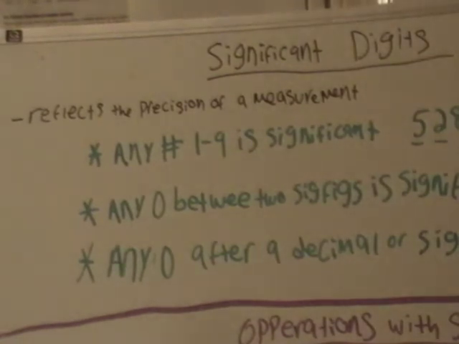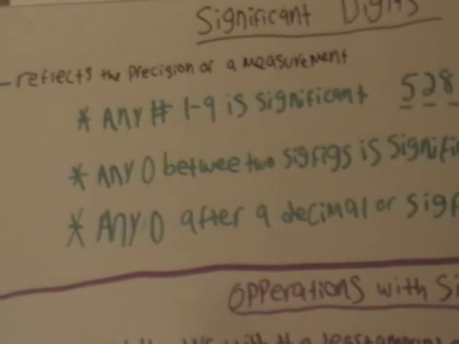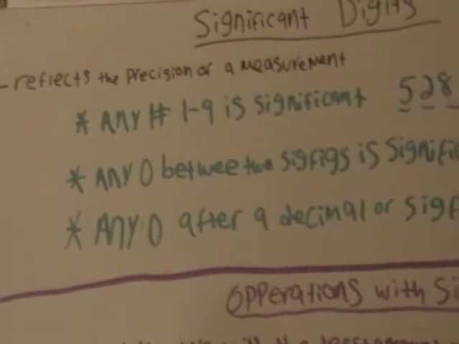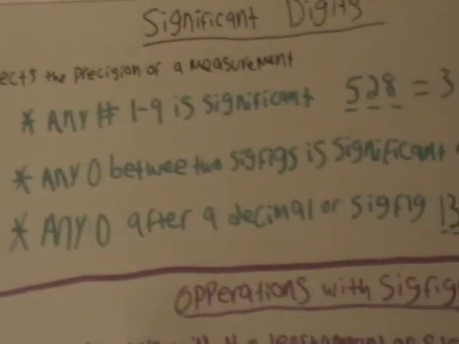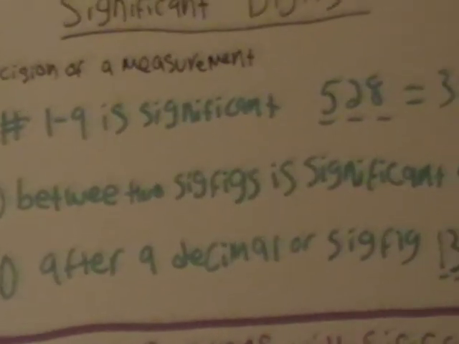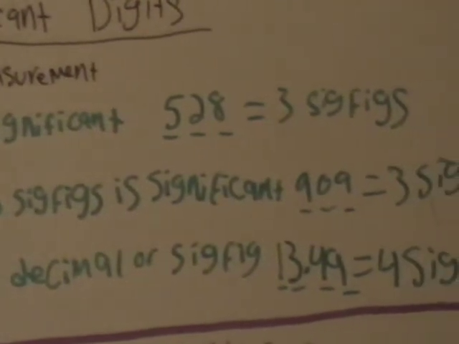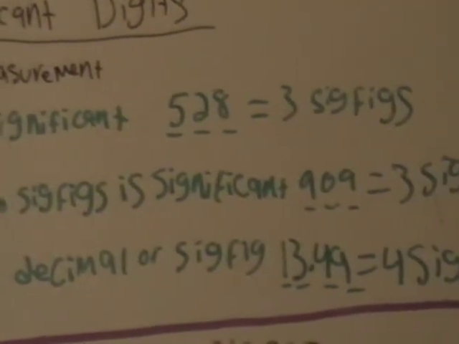Now we can get started. A significant digit. Okay, here are the rules. Any number between 1 and 9 is significant. You can see the number 528 here. All those numbers are between 1 through 9, so there are 3 sig figs, also meaning significant figures, significant digits, same thing.